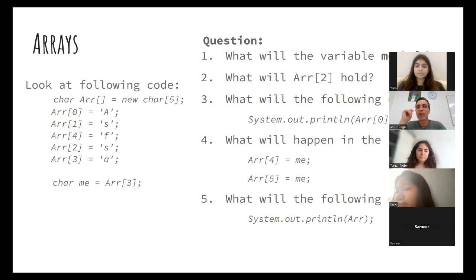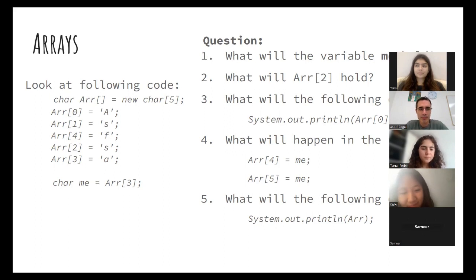What happens if I have an array of size 5? What is the last index in the array? The last position? 4. If you have 10 elements in an array, what will be the last index? 9. Start from 0 and you end up at 9. What if you have 100 elements in an array? 99. So you see the pattern? It's the length minus 1, because we start from 0.